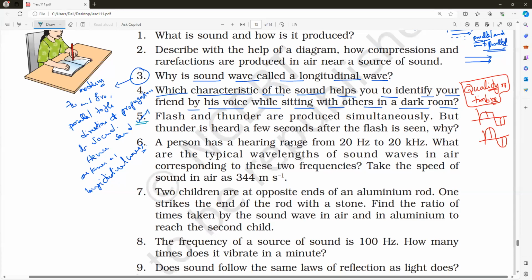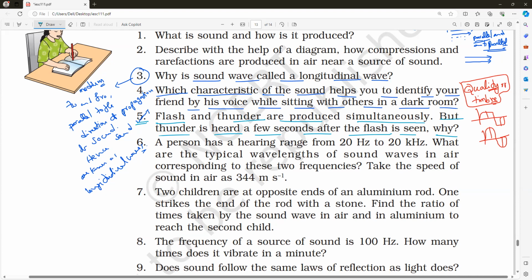Next question. Flash and thunder are produced simultaneously, but thunder is heard a few seconds after the flash is seen. Why? What is the reason? Anybody?